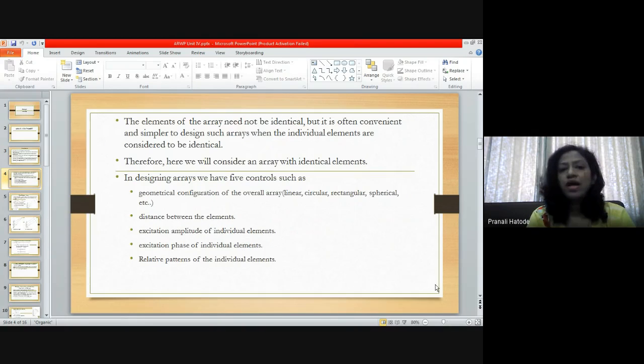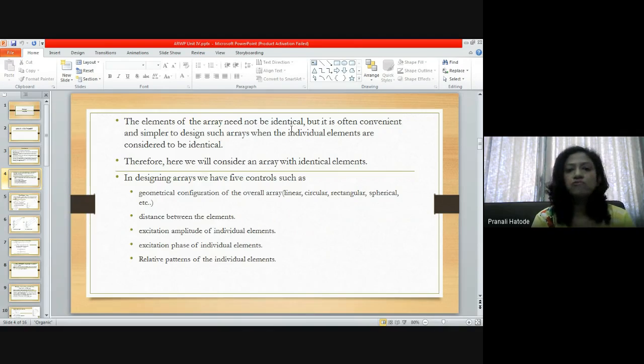The elements of the array need not always be identical. Whatever array antennas we have seen till now, the radiating elements in the array are almost always identical. But this is not the case always. If you want, you can also design an array antenna in which the elements need not be identical, but in this case the design becomes too complicated.